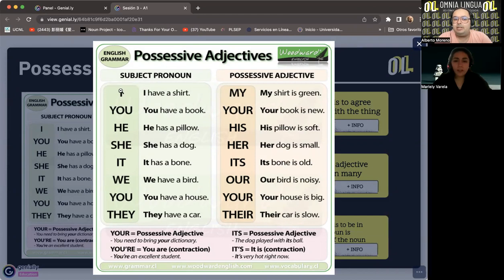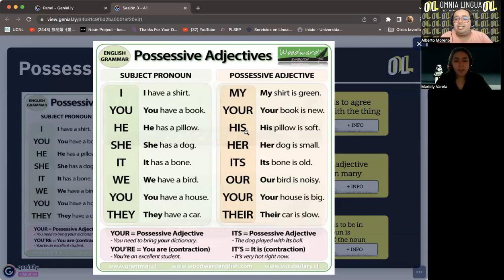For example, for the person I, we use my. I have a shirt, my shirt is green. I have a shirt, my shirt is pink. You, we use your. You have a book, your book is new, okay? He, we use his. He has a pillow, his pillow is soft, suave. He has a pillow, él tiene una almohada, his pillow is soft, su almohada es suave.